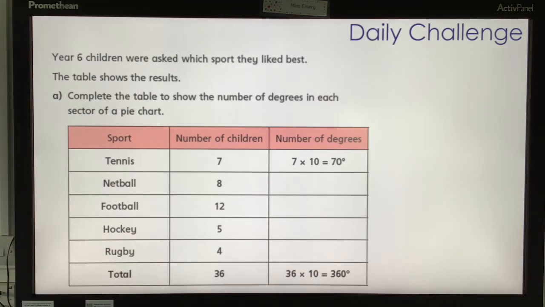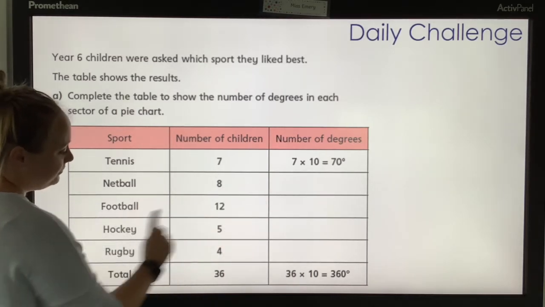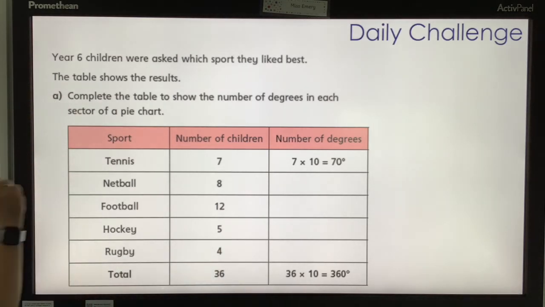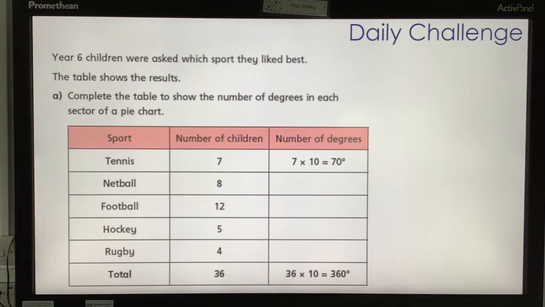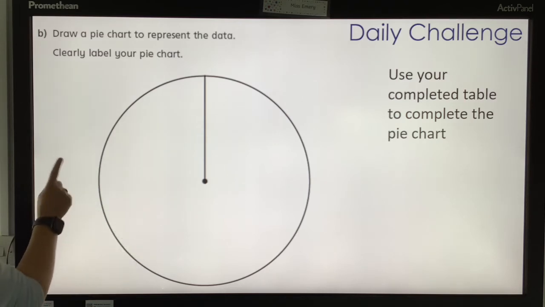Now, it has actually already been written up there, but see if you can work out how many degrees each child is worth, and then work out your degrees for each sport. So complete your table. Work out 360 divided by 36 to give you one child, and then work out how to represent each sport. When you've done that, put it onto your pie chart.